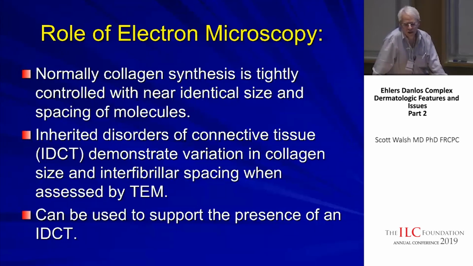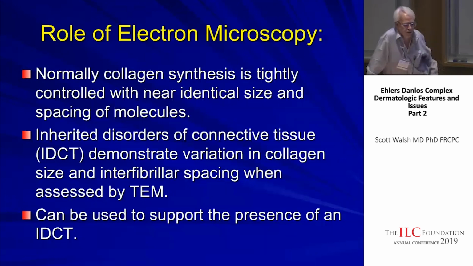Inherited disorders of connective tissue, whether this is Ehlers-Danlos, whether it's Marfan's, whether it's Loeys-Dietz, they all have abnormalities that you can see in the collagen. And you can see this when you magnify the skin 100,000 times to 500,000 times.